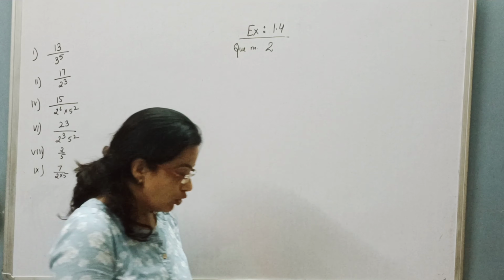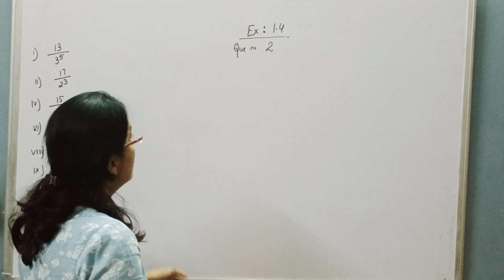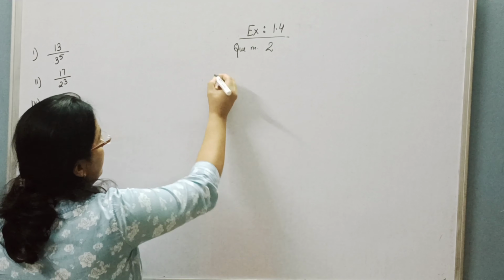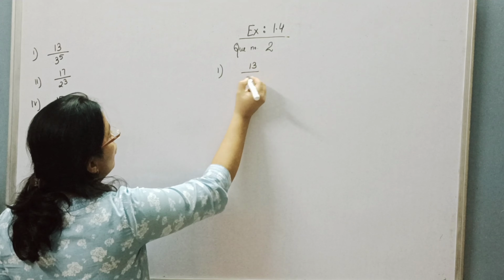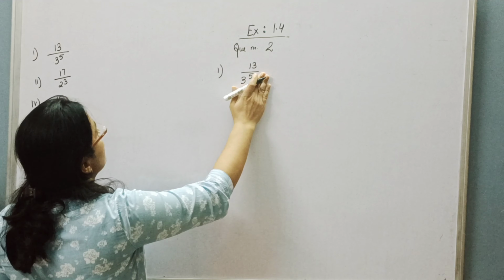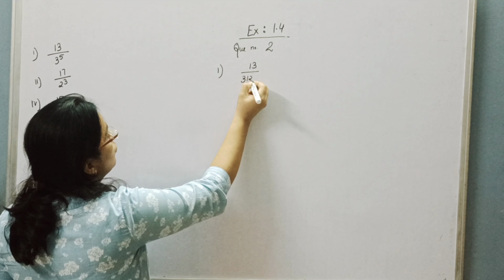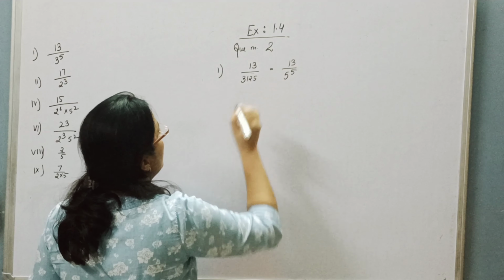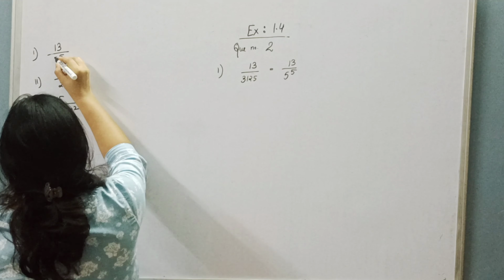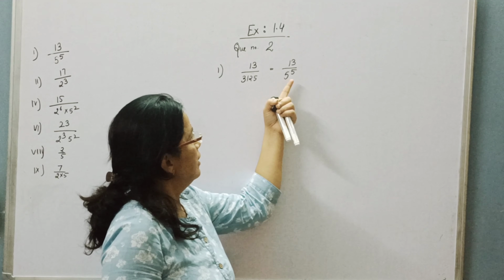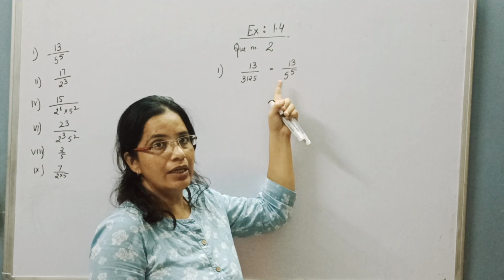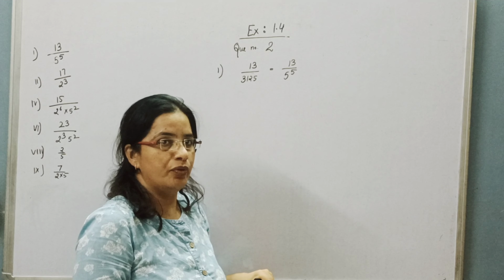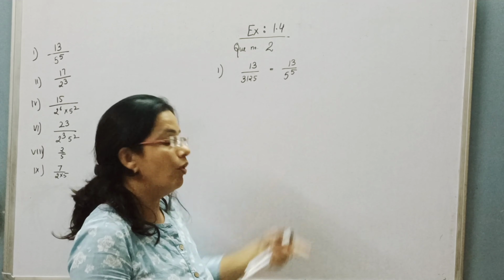Okay. So in question number 1, there are the parts which have terminating decimal expansion, and those parts are, first part was 13 upon 3125. So it was 13 upon 5 raised to power 5. This was our first part. And this rational number has terminating decimal expansion. Now in this question you have to find the decimal expansion without actually doing long division.